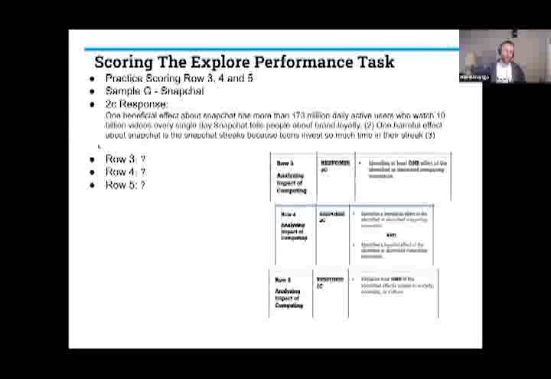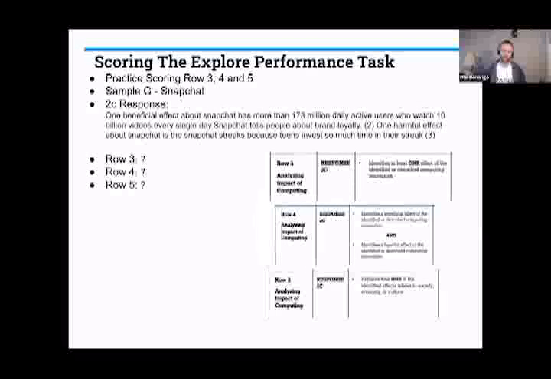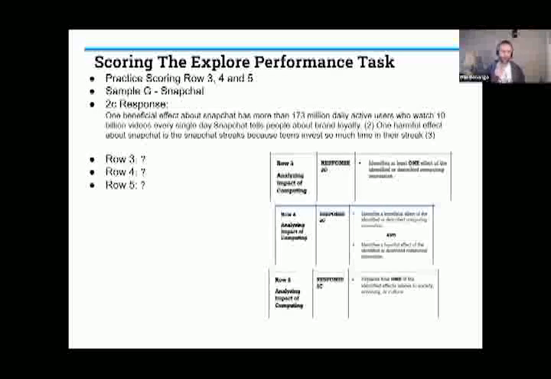So I want you to pause the video in just a moment and decide if this student has earned the points. Now remember, row 3, they've identified at least one effect. Doesn't necessarily have to be beneficial or harmful, just one effect. Row 4, they've identified specifically a beneficial effect and specifically a harmful effect. And row 5, they explain how one of these identified effects relates to society, economy, or culture. All right, so pause the video and decide for yourself.